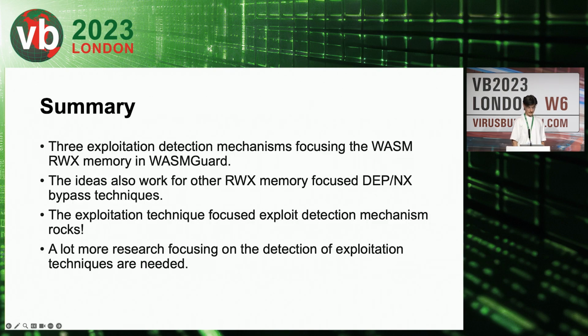All right. I think that's pretty much it. We have three exploitation detection mechanisms that are focusing on this RWX memory that is allocated by WebAssembly. And the ideas could also work for other RWX memory that is used to bypass DEP and NX mitigation. We think more work could be done on that, like on the detection of specific exploit techniques. So yeah, that was pretty much it. Thank you for listening.